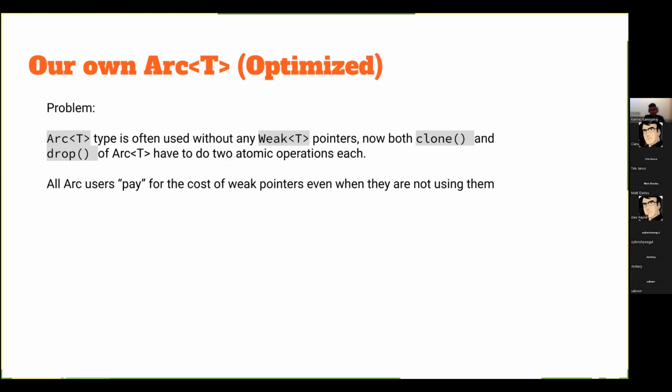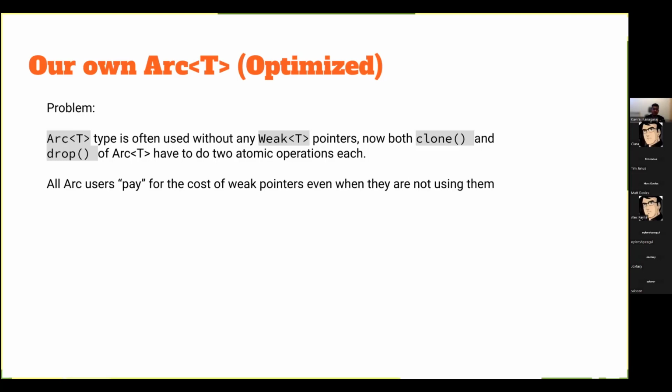Like I said, we introduced these 2 atomic counters. And every time you clone an Arc, you create a new clone of Arc, you have to touch the 2 atomic counters, meaning you are doing 2 atomic operations every time you clone an Arc. The pattern here is that people use Arc much more often than weak pointers. So why do you have to touch both counters when you're cloning the Arc itself?